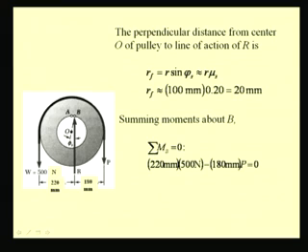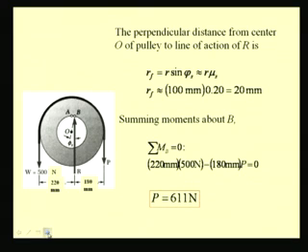Now we can sum the moments about B and equate it to 0 for equilibrium. So we have the moment arm for this 500 Newton force as 220 mm and the moment arm for the force P that is used to raise as 180 mm. So we have 220 into 500 minus 180 into P equal to 0, from which we find P as 611 newtons.